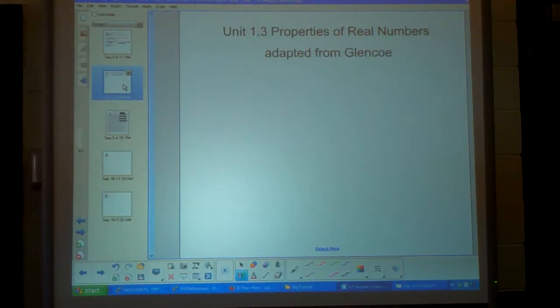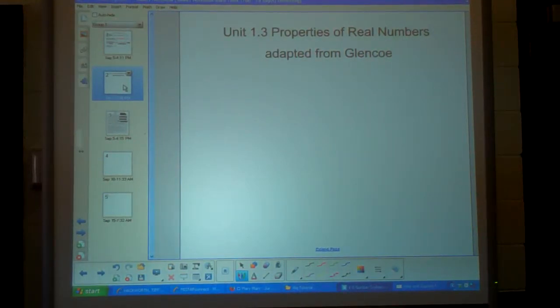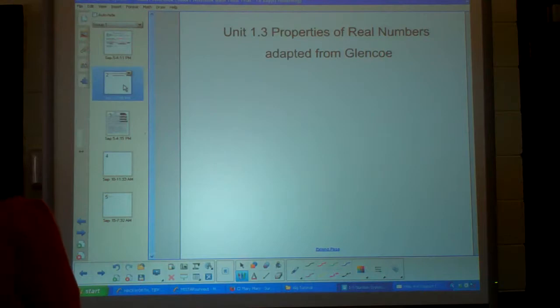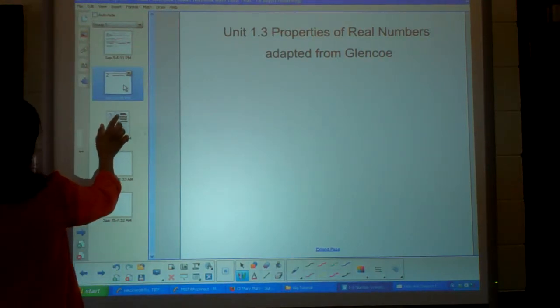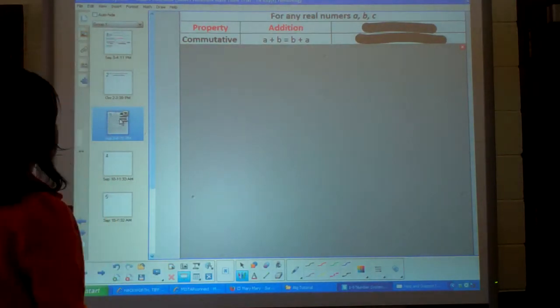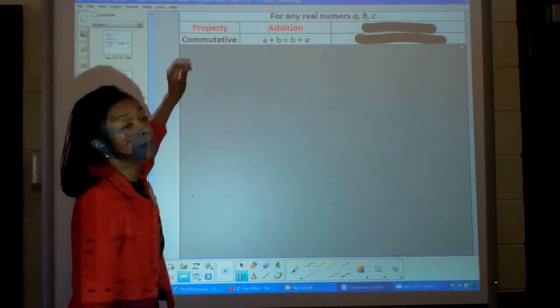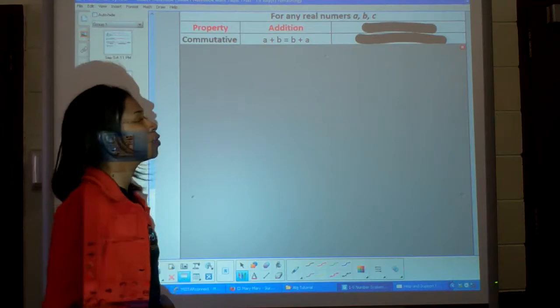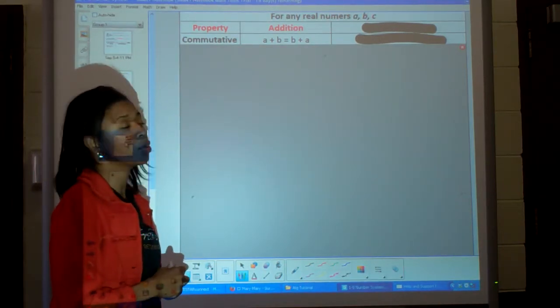This is Unit 1.3, Properties of Real Numbers, adapted from the Glencoe book. Please copy your notes. To begin, we're going to look at several properties. The first property I want to look at is called the commutative property. This should be reviewed, so you should be quite familiar with this.